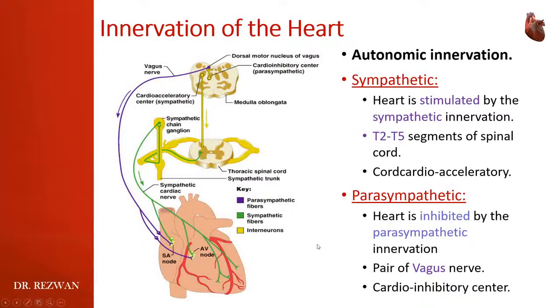Now the innervation of the heart, or the nerve supply of the heart. The heart has autonomic innervation. The sympathetic supply comes from the thoracic 2 to thoracic 5 segments of the spinal cord. Obviously it is cardio-excitatory. The heart is inhibited by the parasympathetic innervation. A pair of vagus nerves supplies the parasympathetic supply. It is cardio-inhibitory.